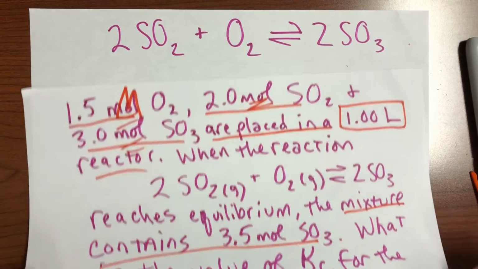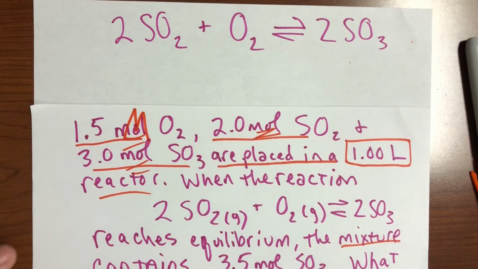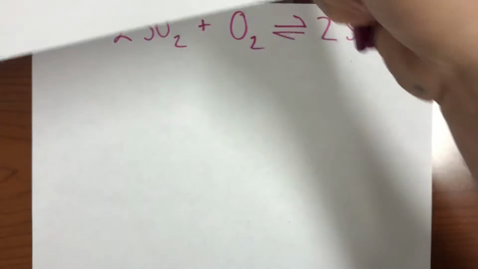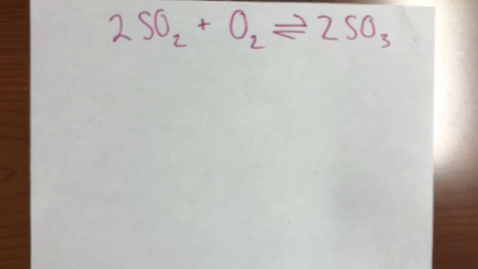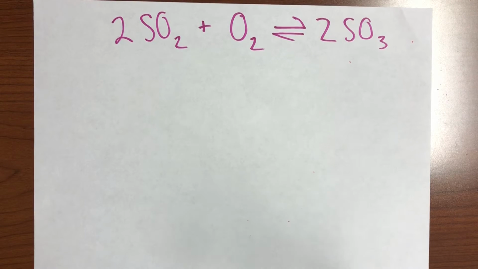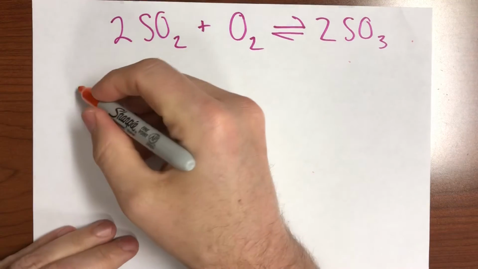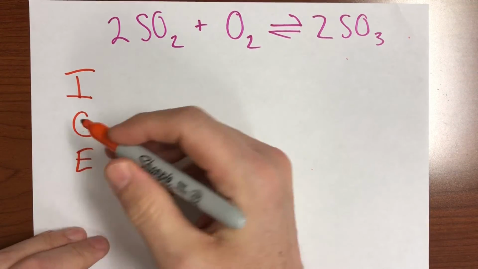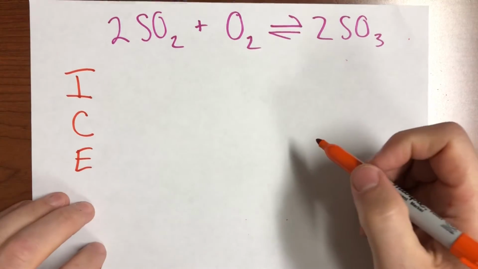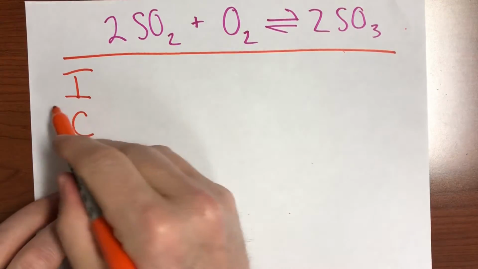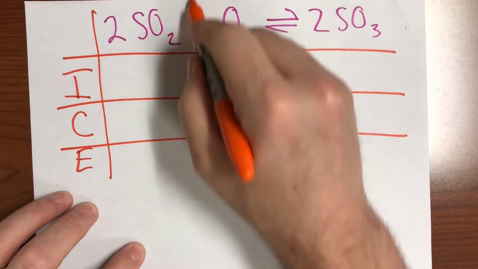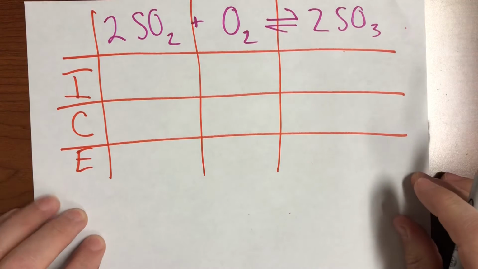So let's go ahead and see. We do need an ICE chart because there's some discrepancy. We know the initial, but not all the final. So let's go through and start our ICE chart. We start with an initial value, there's going to be a change, and then at equilibrium we have something. So we're going to split this up like that.